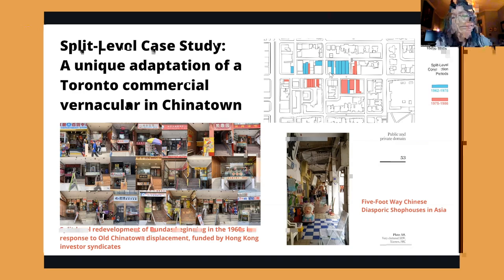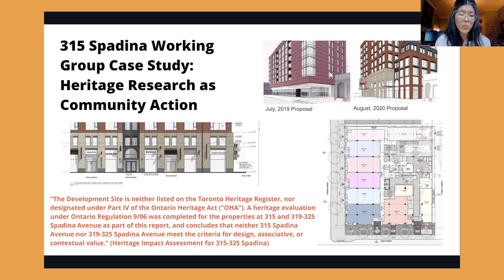The city planner also suggested lowering the ceiling height to dissuade larger chain stores, and other members of the working group have continued to advocate for prioritizing culturally competent tenants.